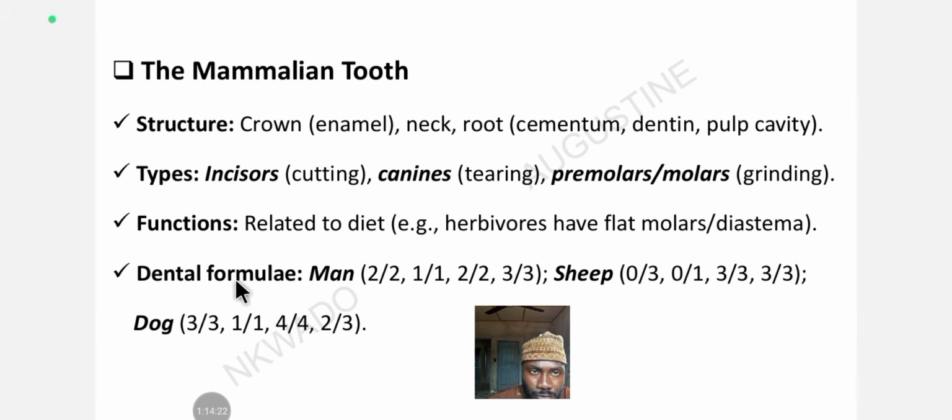All right, so let's look at the dental formula. JAMB says we should master the dental formula of man, sheep, and dog. So if they want to set a question, from any of these three, they'll set a question. So the dental formula in man, you have 2/2.